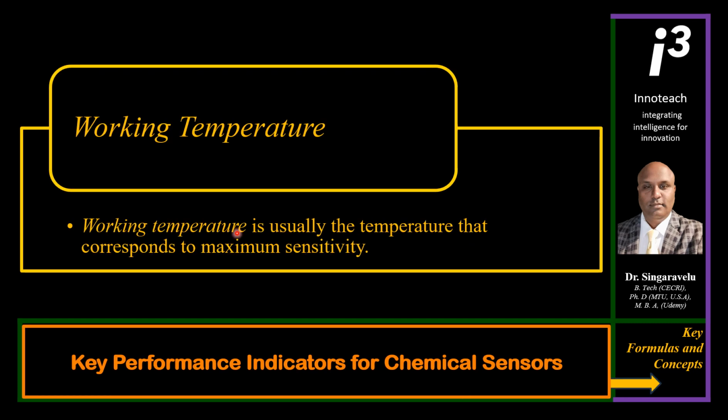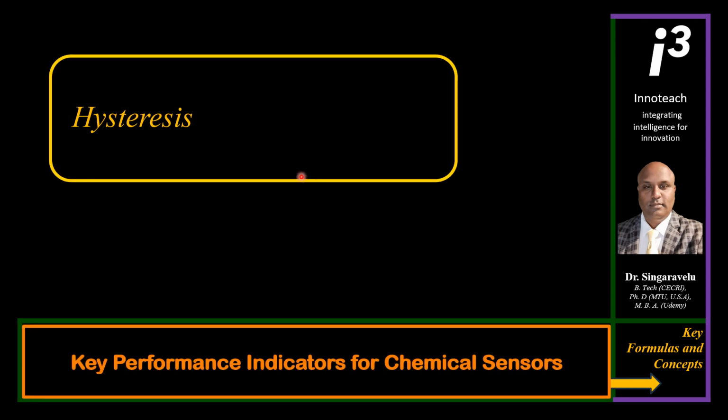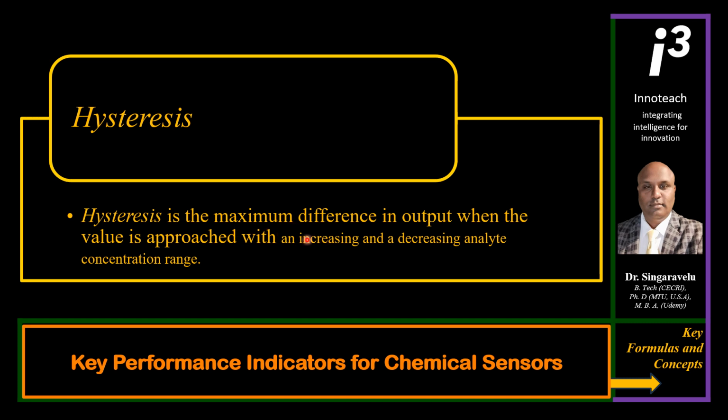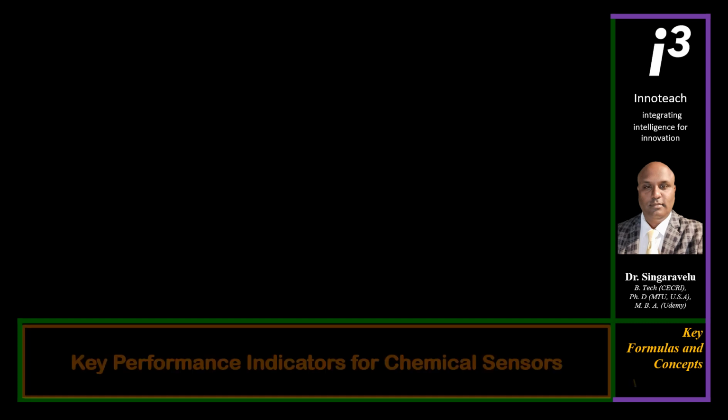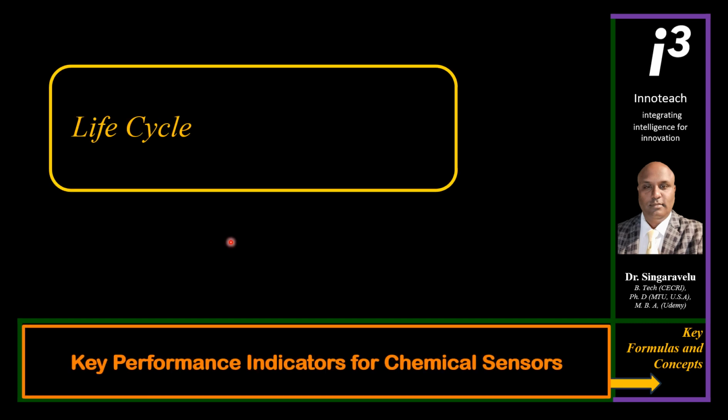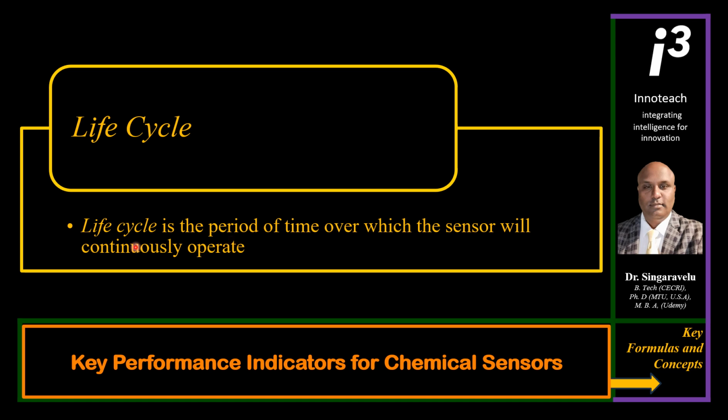And what is a working temperature? It is usually the temperature at which the maximum sensitivity is obtained for the sensor. Hysteresis is the maximum difference in output when the value is approached with an increasing and a decreasing analyte concentration. What is life cycle? It is the total life, or the period of time for which the sensor would be able to operate continuously.